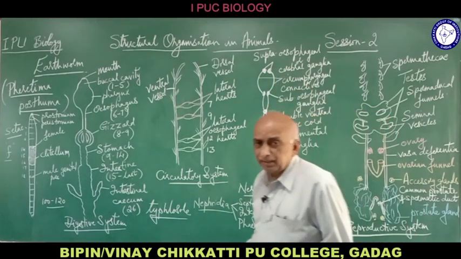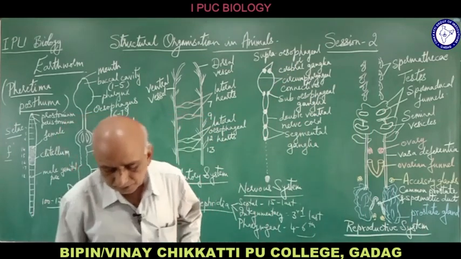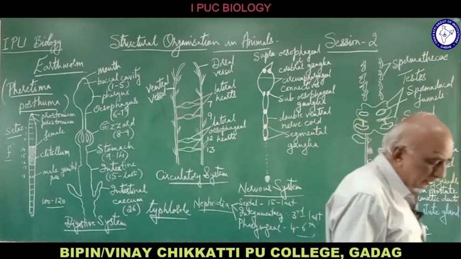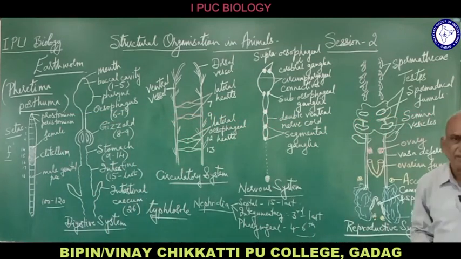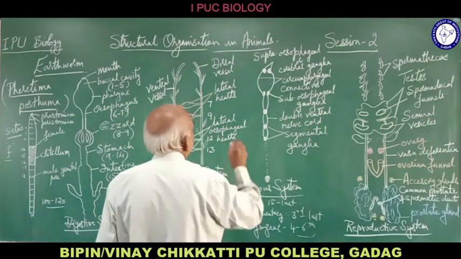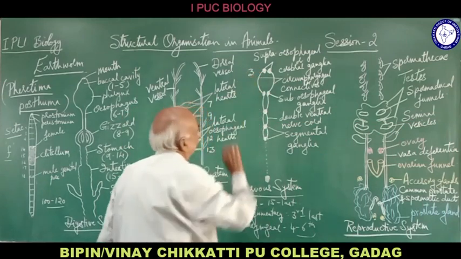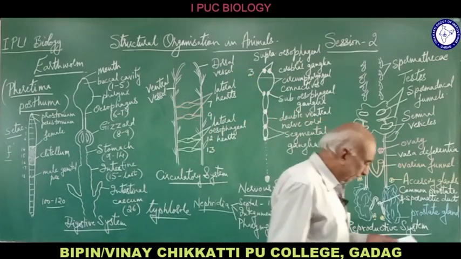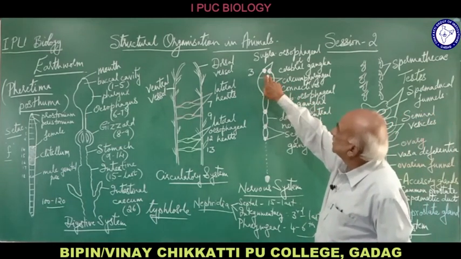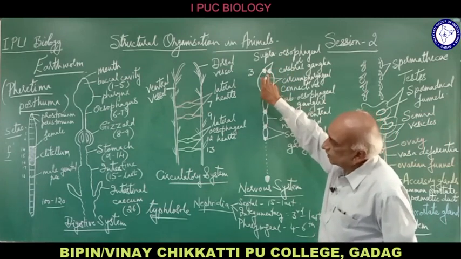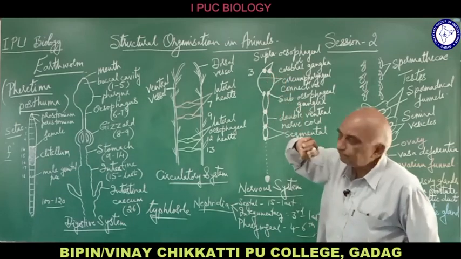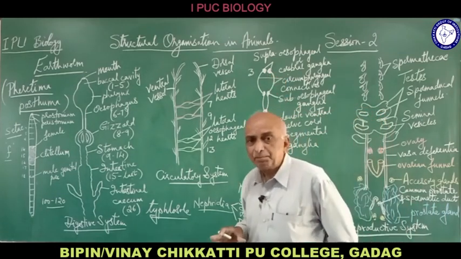Now this supraesophageal ganglia or the cerebral ganglia, we generally call it a brain. Sometimes it is not a true brain, but generally we can say, and it is present in the third segment of the body of the earthworm. Supra means above, meaning they are present above the esophagus. That is why they are called supraesophageal ganglia or cerebral ganglia. They function like the brain.